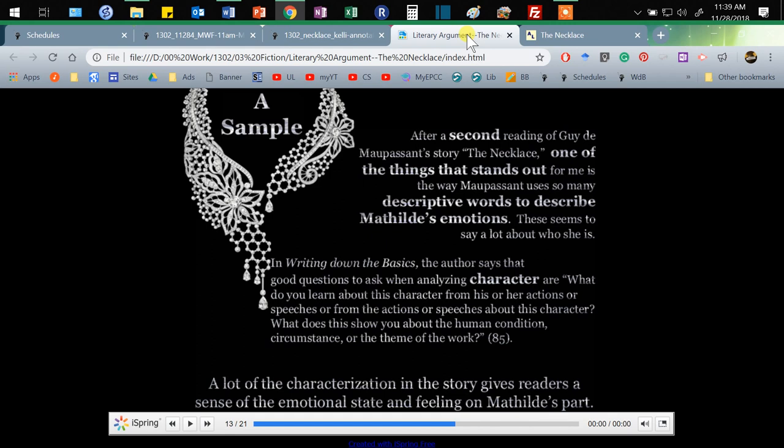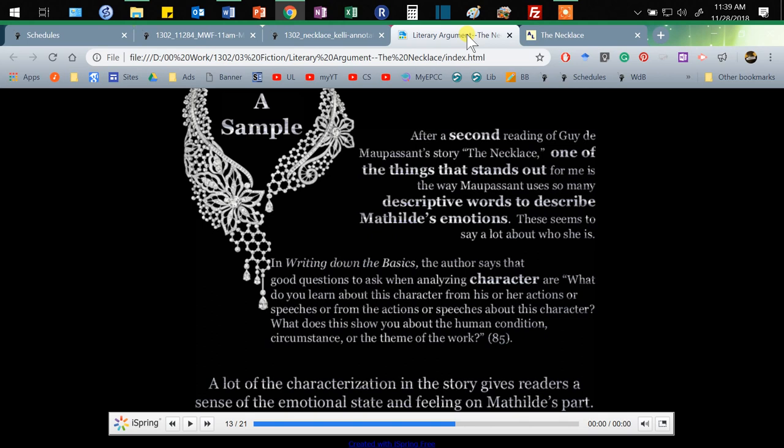In writing down the basics, the author says good questions to ask when analyzing character are: what did you learn about this character from his or her actions or speeches, or from the actions or speeches about this character? What does this show you about the human condition, circumstance, and theme of the work?